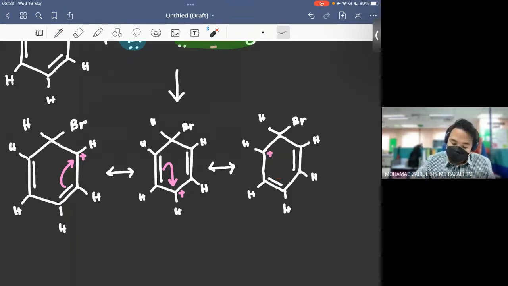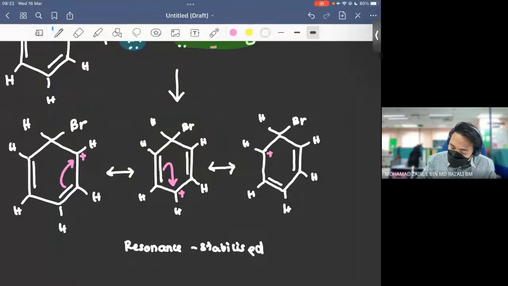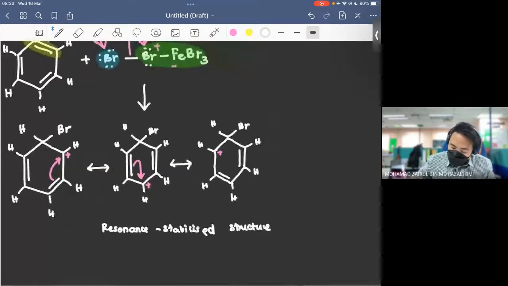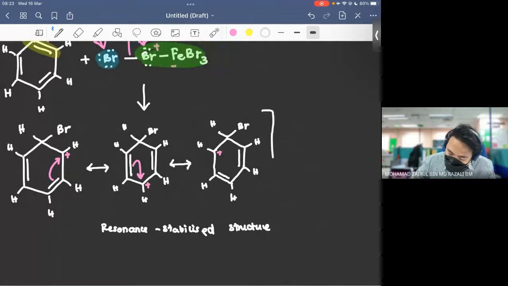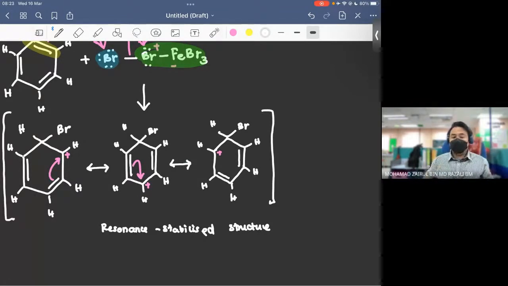Itu okay. In this structure kita panggil dia sebagai resonance stabilized structure. Kita panggil dia sebagai resonance stabilized structure. So disebabkan ini adalah ion kan, kalau ion kita kena draw dalam square bracket. Okay, boleh tak ni?